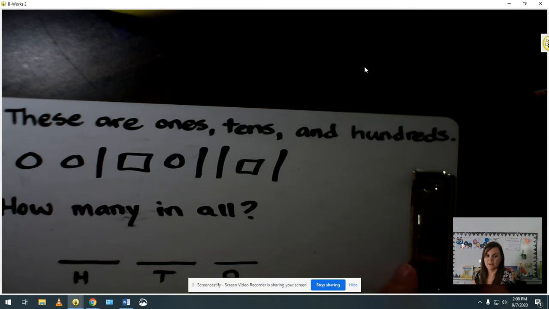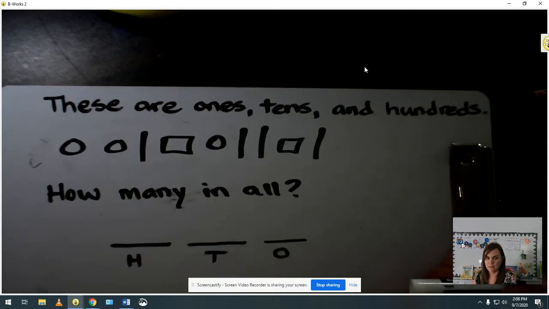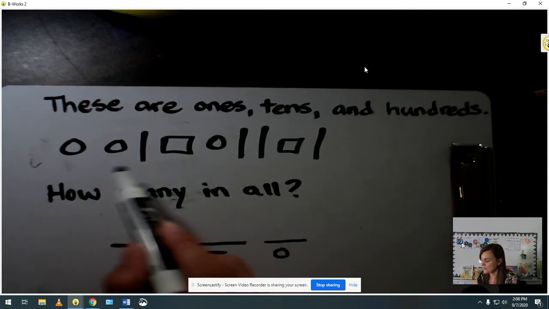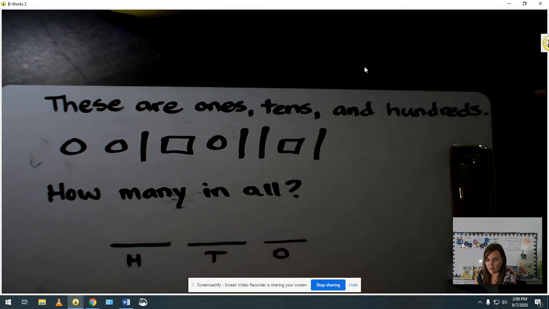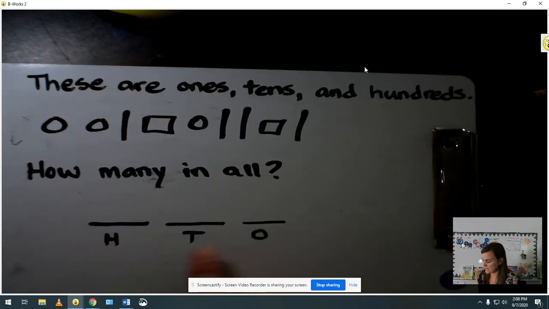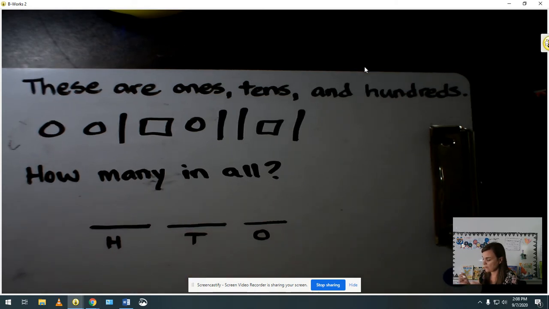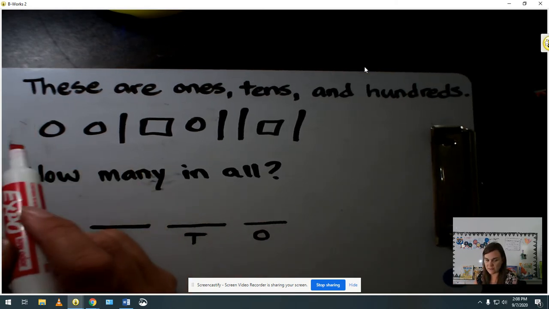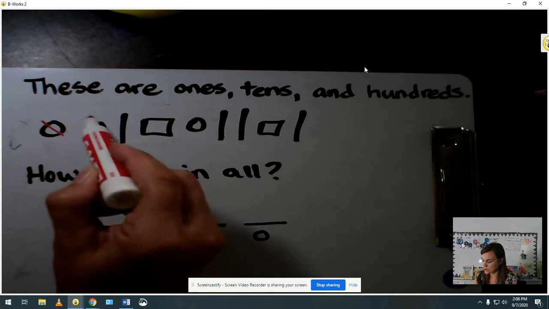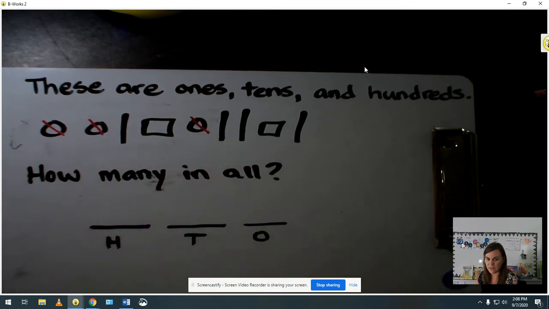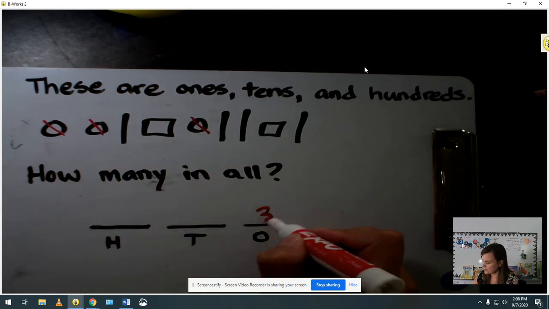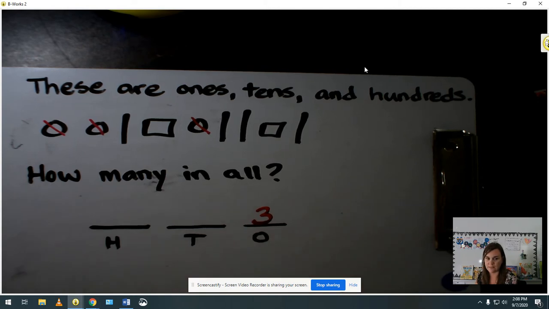So let's look at these. If we are representing our ones, tens, and hundreds this way, these are all ones, tens, hundreds, but they're jumbled. How many are in all? So a strategy you could use is to draw the place values, ones, tens, hundreds, and write a little line above them so that when you count them, here's my ones, they're circles, 1, 2, 3. I have 3 ones. I can put them right in the spot I made for the ones place.